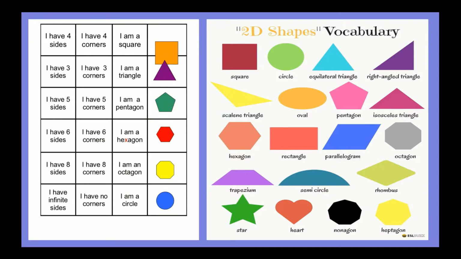5 sides and 5 corners, this is called a pentagon. Penta means 5. If it has 6 sides, 6 corners, it's a hexagon. Hexa means 6. 8 sides and 8 corners is an octagon. A stop sign is an example of an octagon. It has 8 sides. And if it has no sides or infinite sides, and no corners, it is a circle. All right, a circle does not have sides and corners in the traditional sense of other two-dimensional shapes.